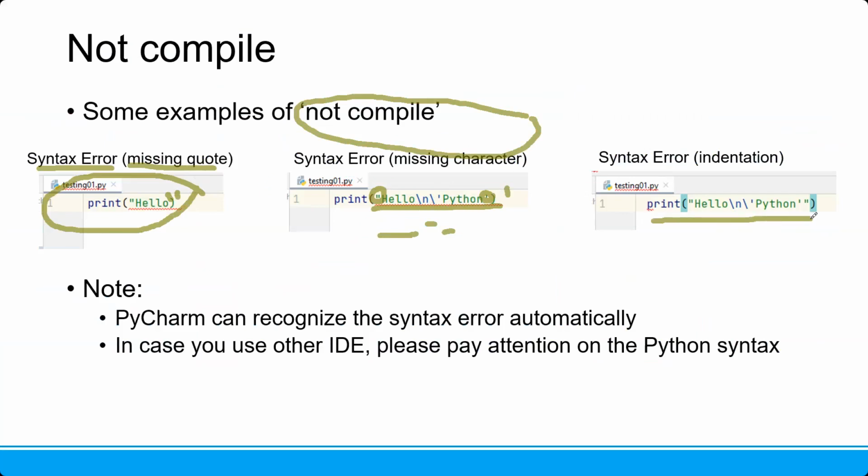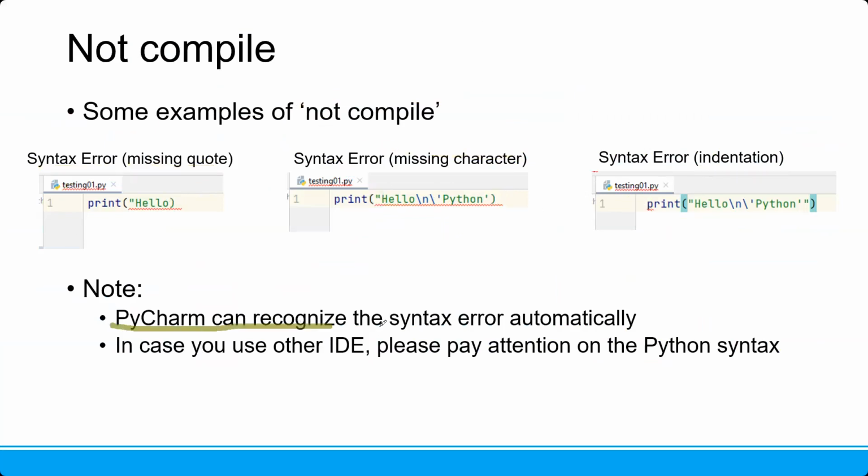What about this? This is an error about the indentation. So I mentioned to you, the first line should have no space. So if you put space like this one, there will be errors. Luckily, PyCharm can recognize the syntax error automatically. So if you use PyCharm, it can give you the message. The error message is very clear. In case you use other IDE, please pay attention to the Python syntax.